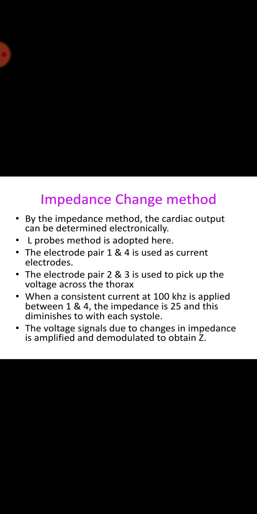And the last method of measuring the cardiac output is the impedance change method. In this method, the cardiac output is determined electronically. Here, a probe method is used. For example, electrode pairs 1 and 4 are used as current electrodes, and electrode pairs 2 and 3 are used to pick up the voltage across the thorax. When a constant current of 100 kHz is applied between 1 and 4, the impedance is 25 ohms, and this diminishes with each systole. The voltage signals due to the change in impedance are amplified and demodulated to obtain delta Z. And this is shown in this figure.